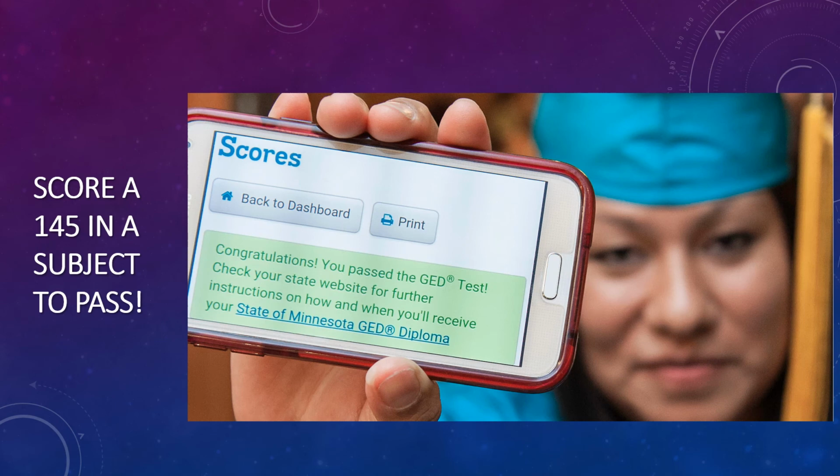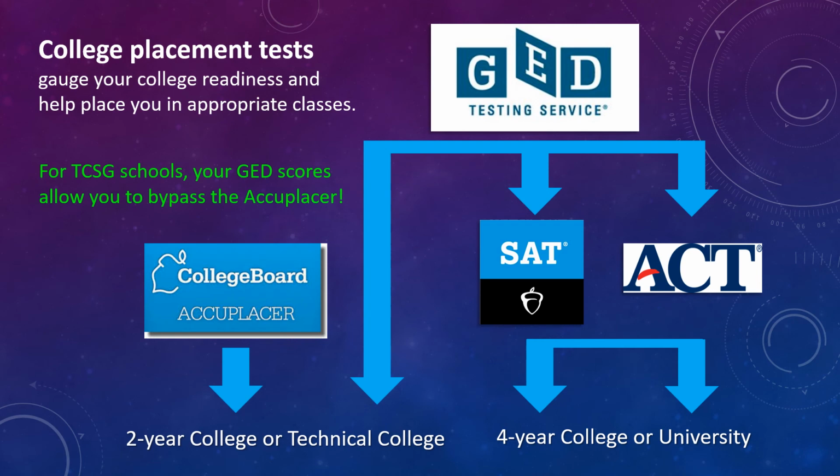Once you score 145 in a subject, you have passed that test. The GED.com website will keep track of your progress in taking the test until you've passed all 4 sections of the test. Once you have reached that level, hooray, you have graduated, you have earned your high school equivalency, but there are more tests in your future likely.